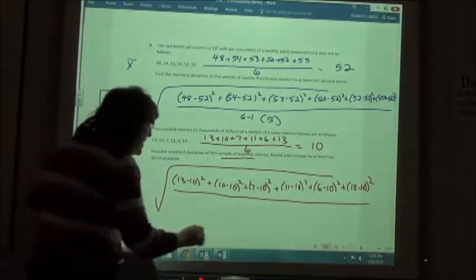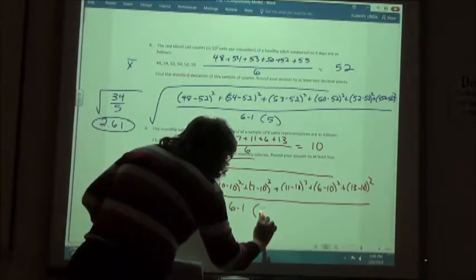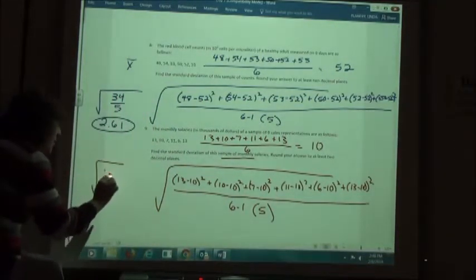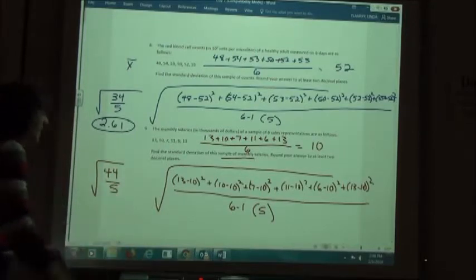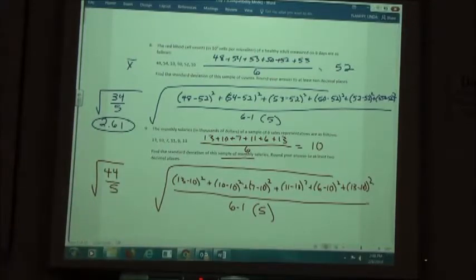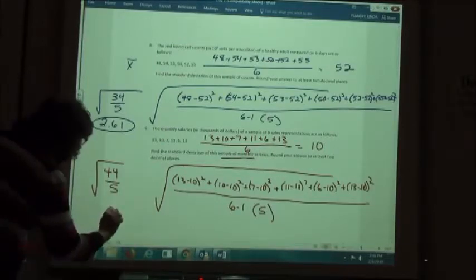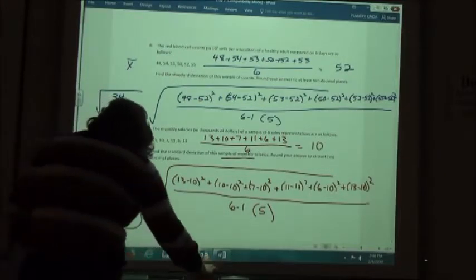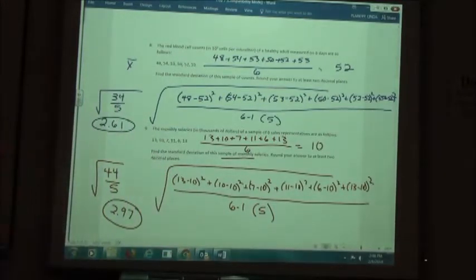6 again, since they gave us 6 numbers. 6 minus 1 is going to be a 5 on the bottom. The top would be 44. So we're going to have the square root of 44 fifths, and we're going to round that off to 2 decimal places. 2.97.